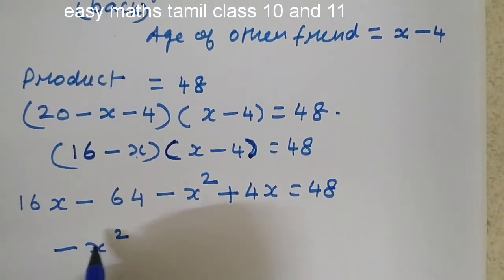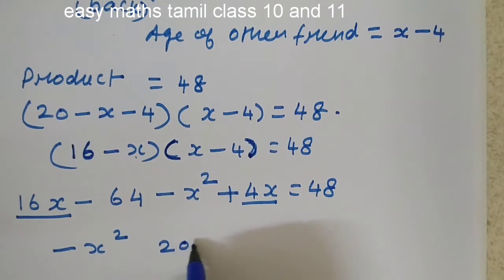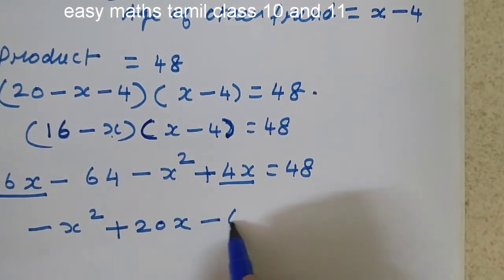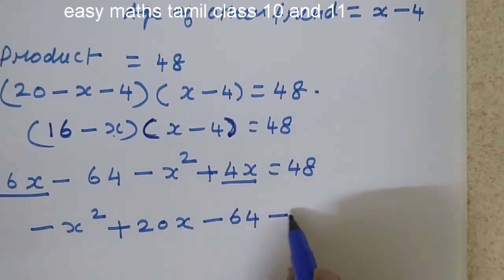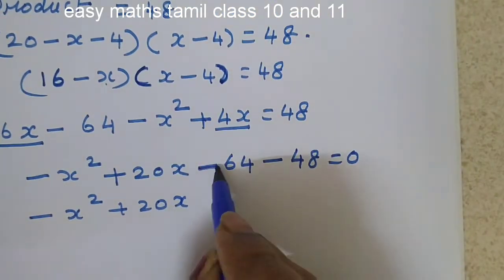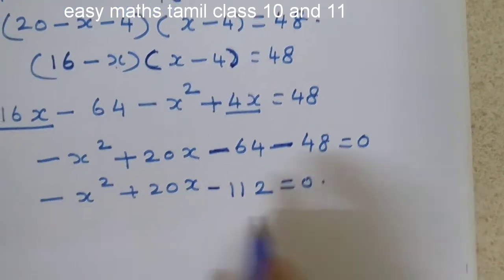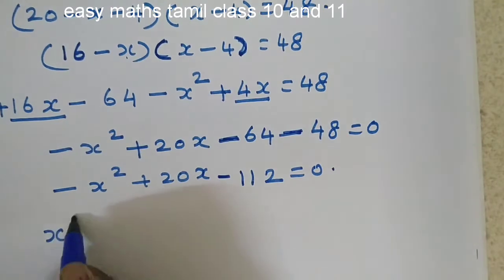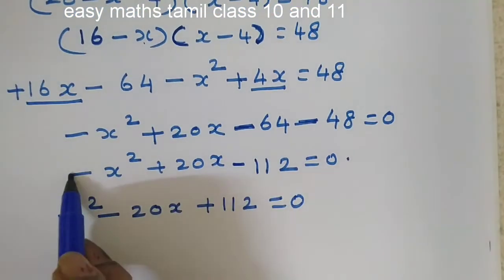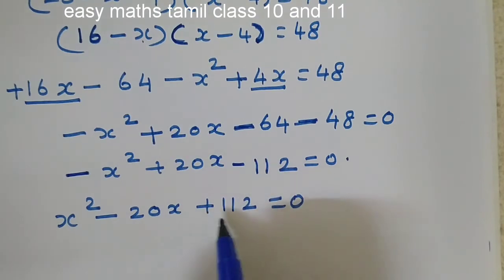So minus x square plus 16x plus 4x. Same sign, add the values: 16 plus 4 is 20x. Put the same sign, minus 64. Take this plus 48 to the left hand side of the equation, this will become minus 48 equal to 0. Minus x square plus 20x, same sign, add the values, put the same sign, equal to 0. Now change the sign of this equation: x square minus 20x plus 112 equal to 0. Minus x square will become plus x square, plus 20x will become minus 20x, minus 112 will become plus 112.